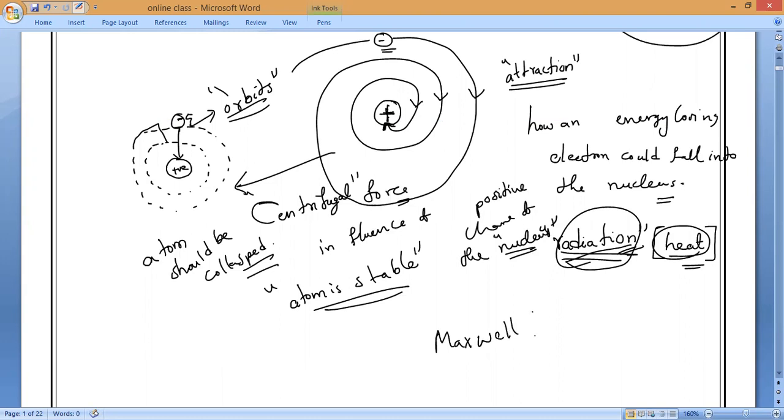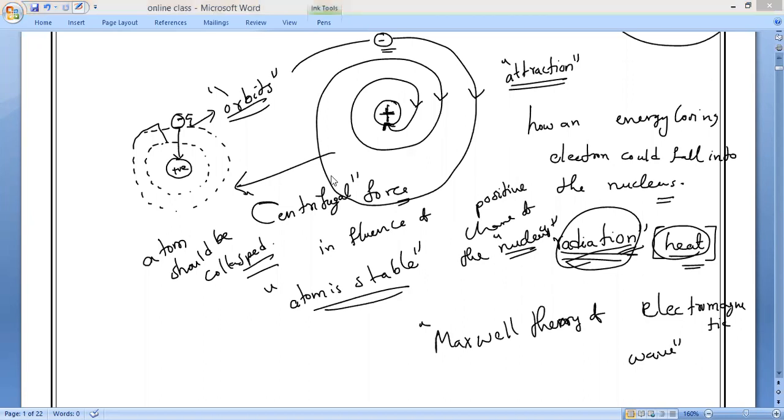That is called Maxwell theory of electromagnetic wave. It is actually physics. Maxwell theory of electromagnetic wave. So what does it say? Anyone can tell me? Oppositely charged particles, if they are influencing each other, will lose the energy in the form of what? Radiation. In the form of radiation. Akilan, do you understand? That is what we call Maxwell theory of electromagnetic wave.